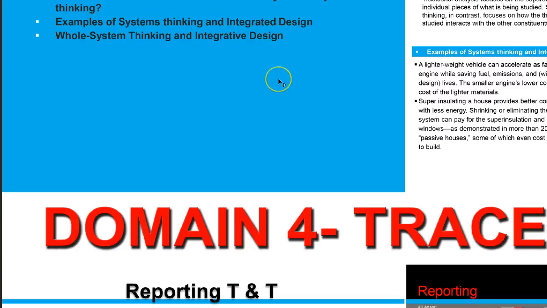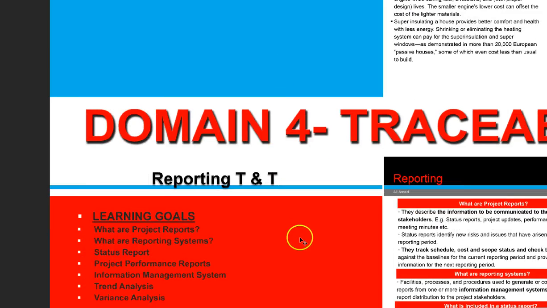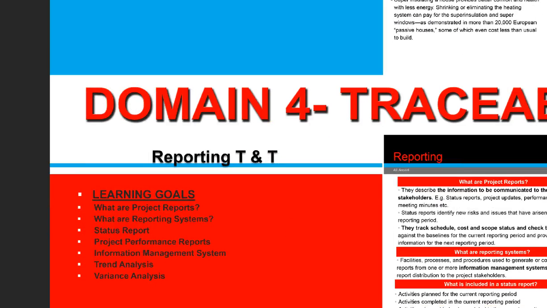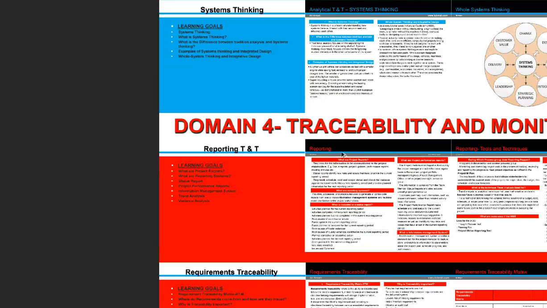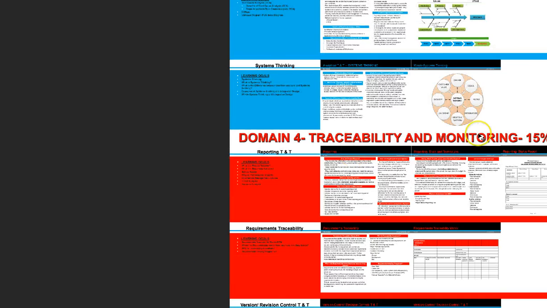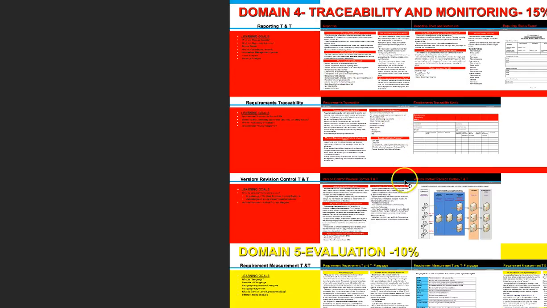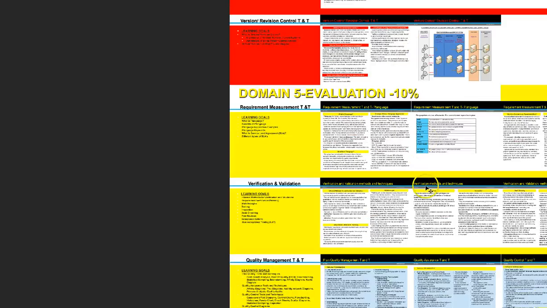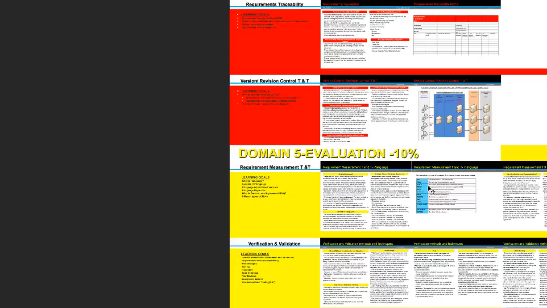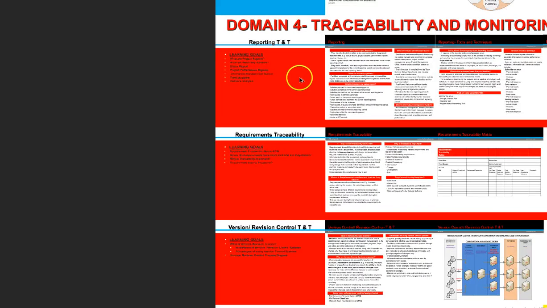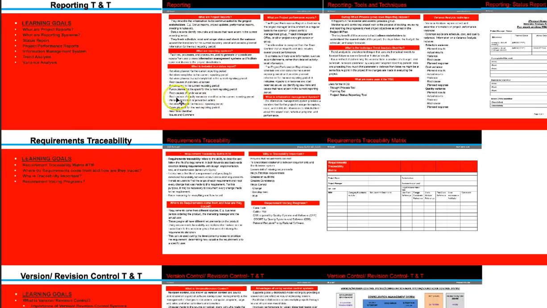Now let's go to the next one. This is domain 4, traceability. In traceability, this one is going to be 15% of the exam. We do have a smaller number of processes here, as well as in the last domain, which is evaluation. Again, we have 4 processes, and then we get done with all that we have for our PMI-PBA 40 knowledge and skills.